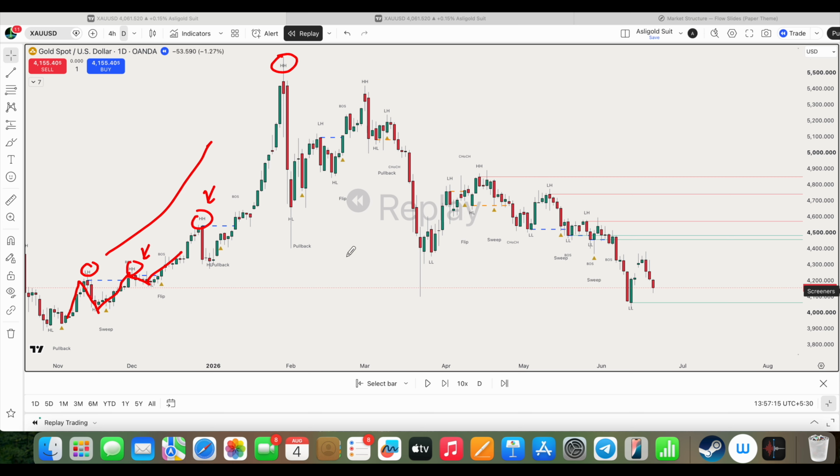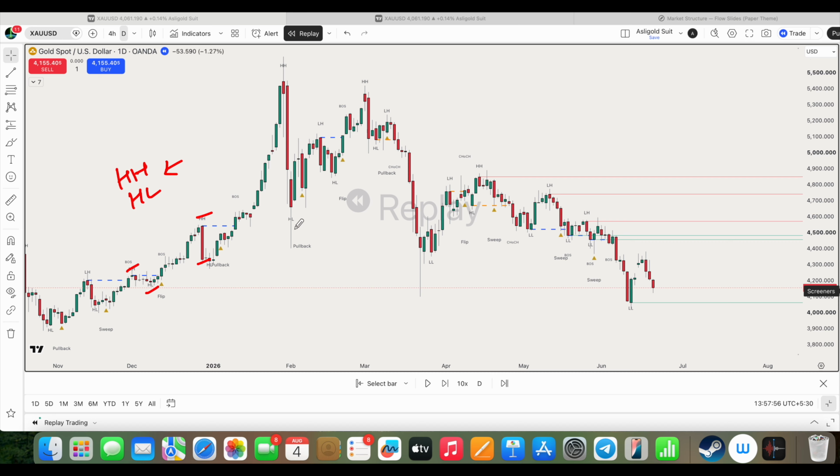Now look down here at the pullback. This low and then this next low, which is higher than the one before it. That is a higher low. That is HL. So look at what we have. We have higher high, higher low, higher high, higher low. It is going up like stairs. This is an uptrend. It is not a guess or a feeling. It is a pattern you can point to. As long as price keeps making higher highs and higher lows, the buyers are in control.